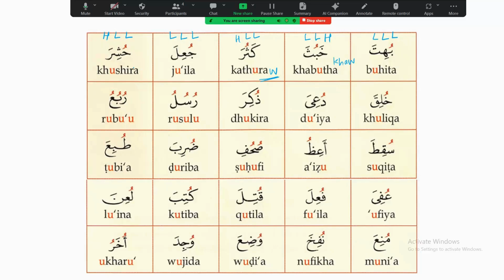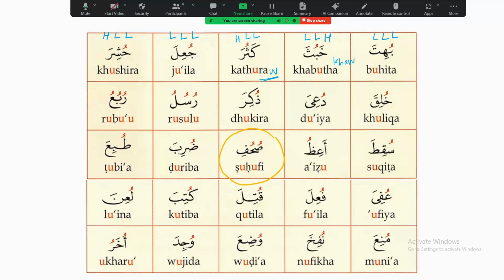Let me say this row. Buhita, khwabusa, kathura, ju'ila, hushir. Hushir. Okay, like this, sisters. Okay, so let me just tell you the words and you can guess those as well, inshallah. I understand that you have not practiced these exercises yet. So even if you make a mistake, that is fine with me, inshallah. Once you practice these, then I will be hopeful that you will be able to do them in the best manner, inshallah.